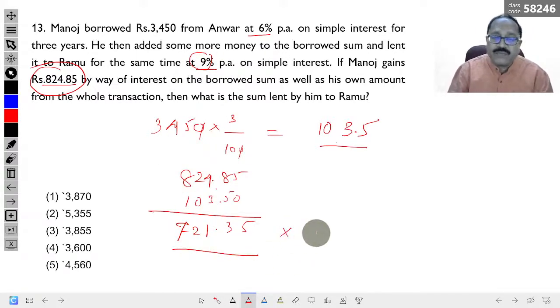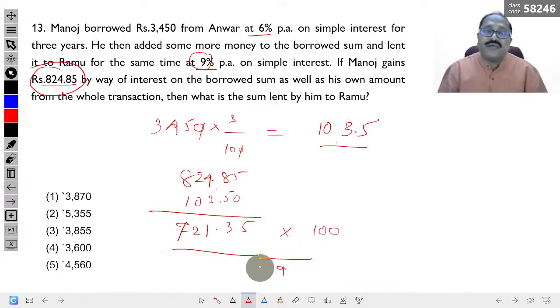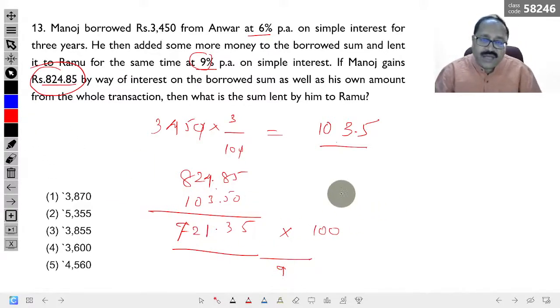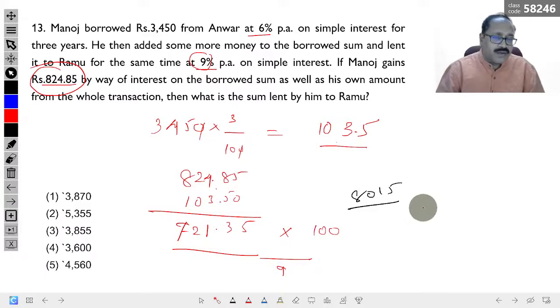So I need the 100%. So into 100 divided by 9. So I should get the principal money he added. So how much am I getting over here? That's 9 8 is 72, and then place 1 0 over here, and then gives 15. So this is the money he might have added. Is this it? So the whole transaction, then what is the sum lent by him to Ramu?